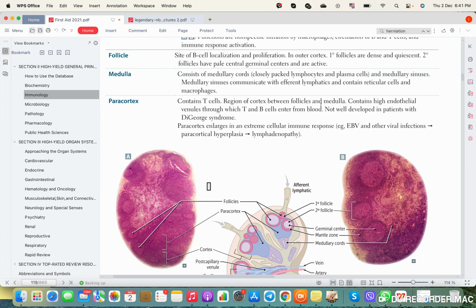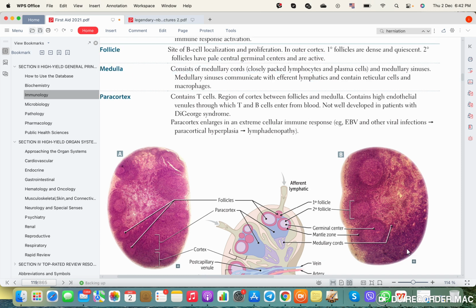So basically, the primary follicles are dense and quiescent. The B cells located there, in the case of the dense one, are dysfunctional. They are basically just sleeping. It's a storage house. But if you want them to function, you need to enlarge their house to make them work. That makes the secondary follicle much more functional. So write: the secondary follicle has a pale central germinal center and is active.